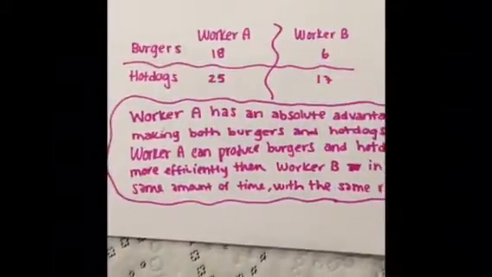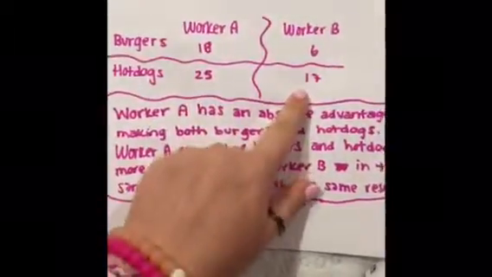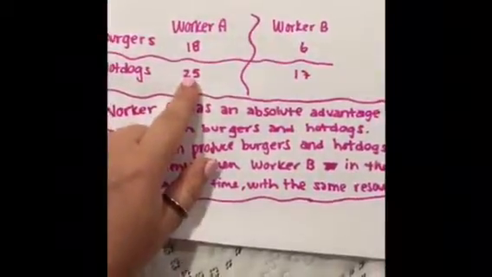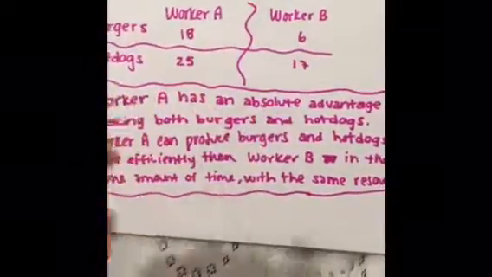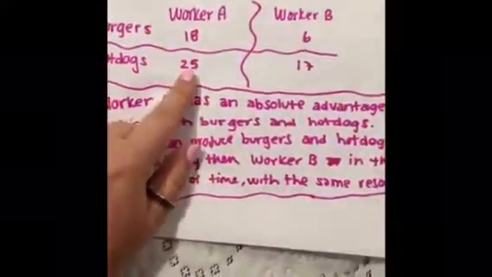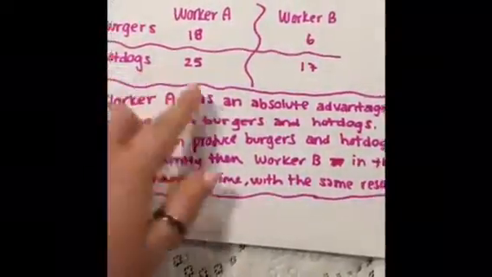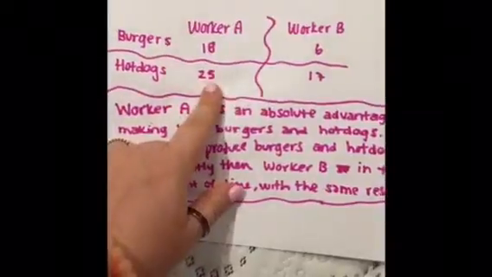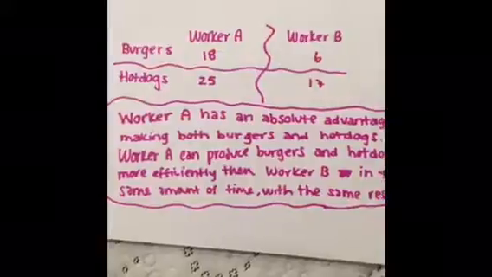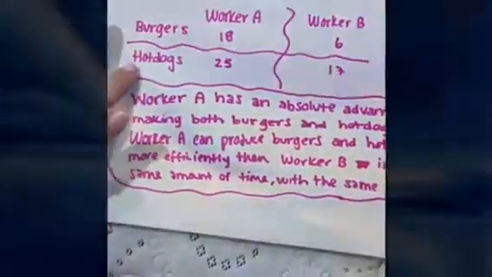In the same amount of time, worker A can make 25 hot dogs, while worker B can only make 17 hot dogs. Once again, worker A makes more than worker B in the same amount of time with the same amount of resources. Therefore, worker A is more efficient than worker B, which means that worker A has an absolute advantage in making hot dogs. So, worker A actually has an absolute advantage in making burgers as well as making hot dogs.